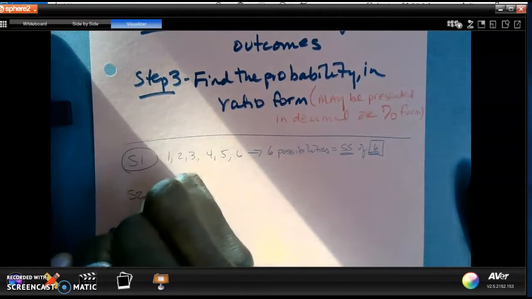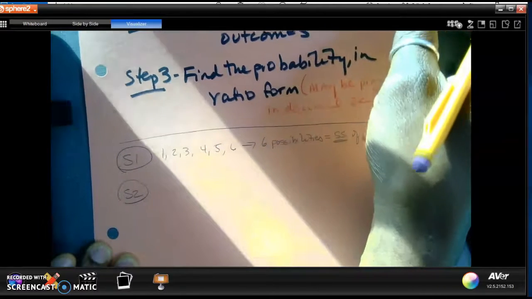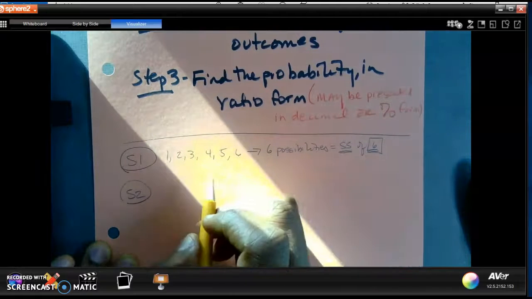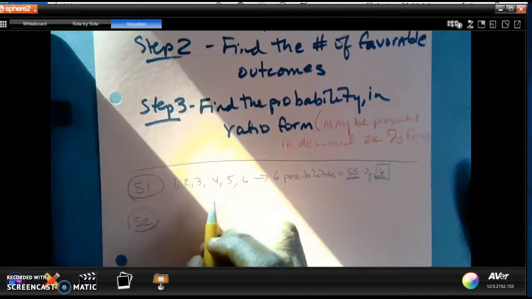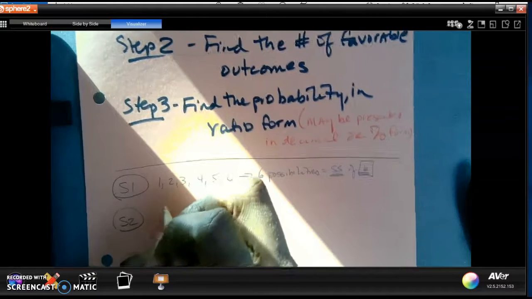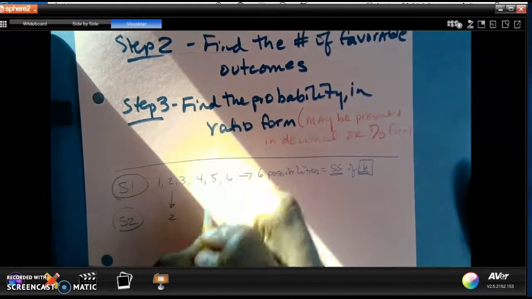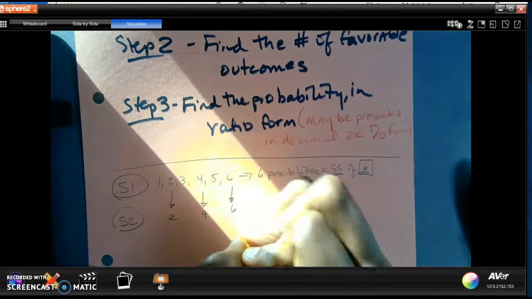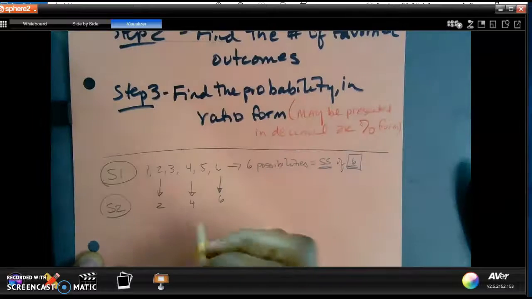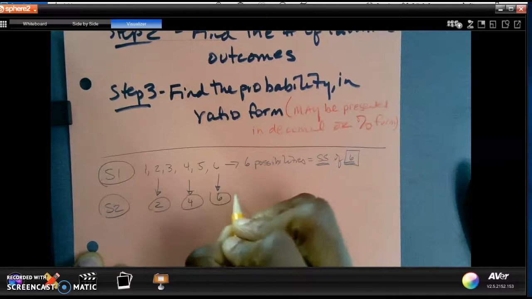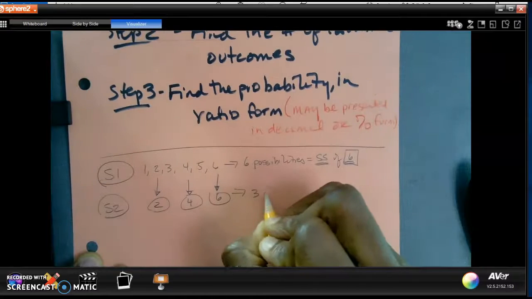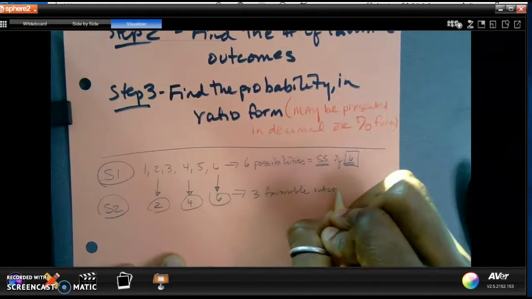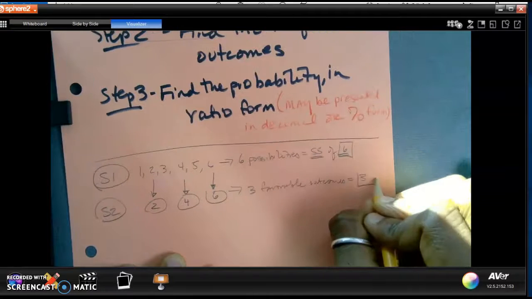Step 2 says I want to identify the possible number of favorable outcomes. How many favorable outcomes would there be if I wanted to roll an even number? A favorable outcome would be 2, 4, or 6. So favorable outcomes we've identified as 3 different things. So 3 favorable outcomes in that case, and that number would be 3.